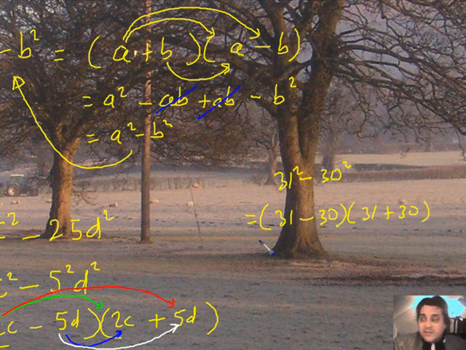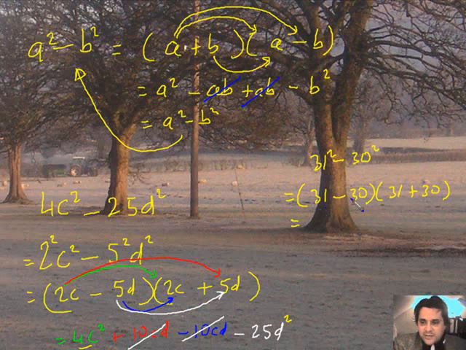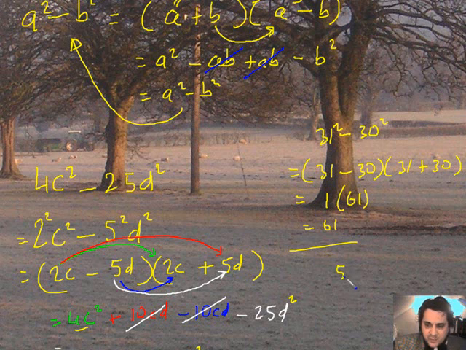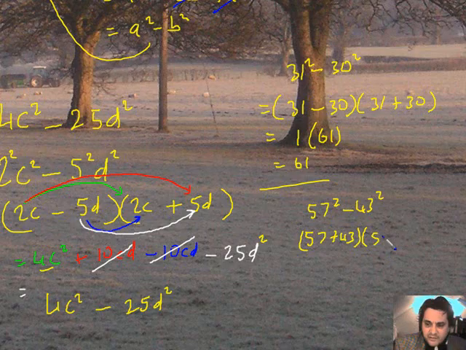Works for letters, certainly works for numbers. Right, 31 take away 30 is 1. 31 plus 30 is 61. 1 times 61, 61. Thank you, very nice. Now I think I'll do this one as well. It says 57 squared minus 43 squared. Well, that's going to be 57 plus 43 multiplied by 57 minus 43.